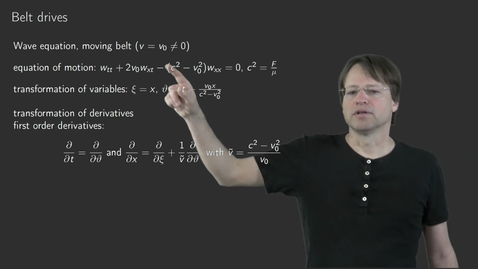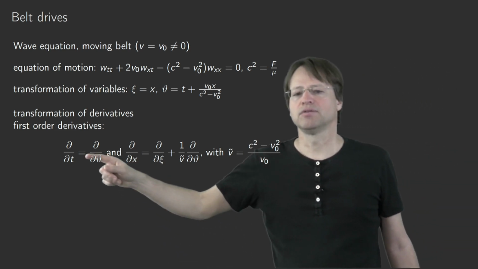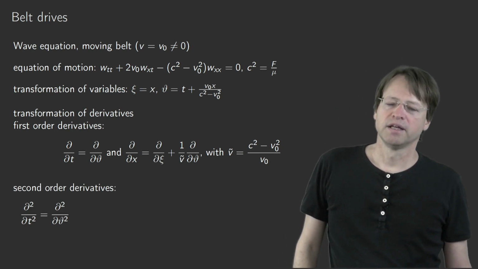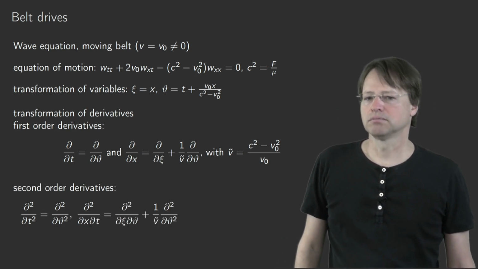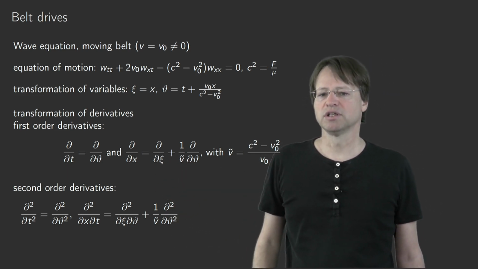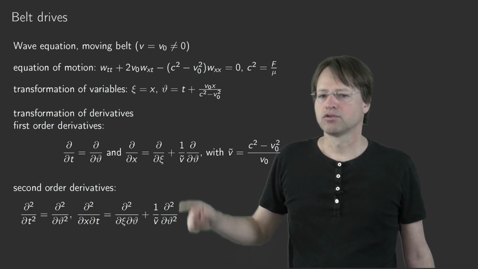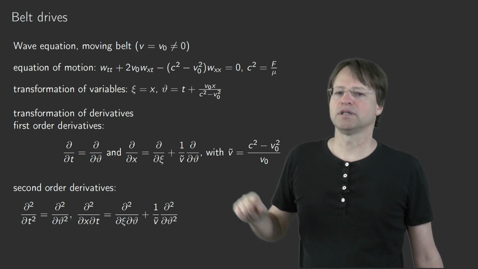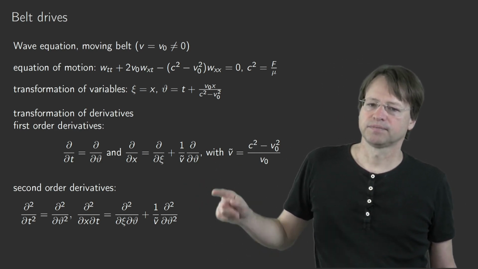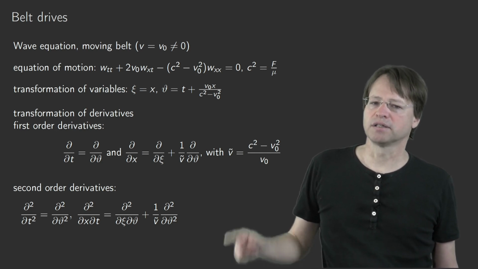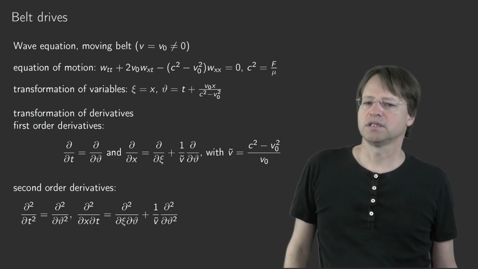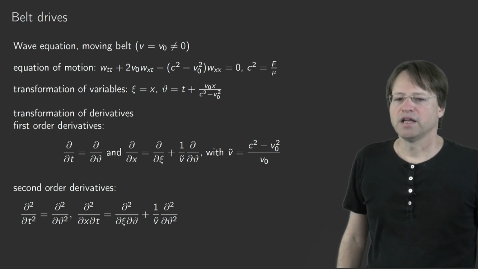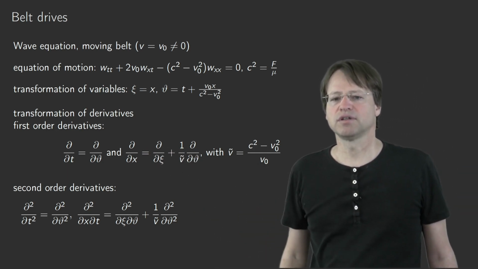We need the second order derivatives here. The first one is the second order derivative with respect to time, which is quite simple. It reproduces the second derivative with respect to tau. The mixed derivative is now composed by a time derivative, I could say, of that expression here, which then leads to a mixed derivative in psi and tau, and to a mixed derivative 1 divided by v tilde d squared divided by d tau squared. Here it is very important that neither c nor v naught depend on time.